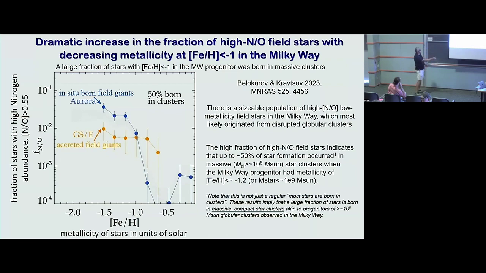And what you can see is that the fraction of such stars increases rapidly with decreasing metallicity, reaching pretty high values of like a few percent. And if you take how many clusters it would take to produce such a fraction of high nitrogen to oxygen stars, you'll find that about 50% of stars should have been born in massive, meaning 10 to the 6 solar masses, globular clusters, when these stars were born, right? So it's evidence that the Milky Way went through a similar stage of clustered star formation, similar to what we see through direct imaging of JWST.